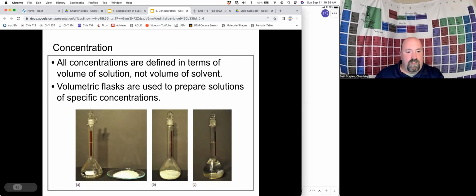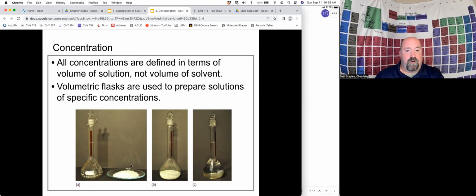We use, in fact, these volumetric flasks here. You can see this little line here. So the only thing that this particular flask exists for, this is a 50 milliliter volumetric flask, is to make 50 milliliter solutions.